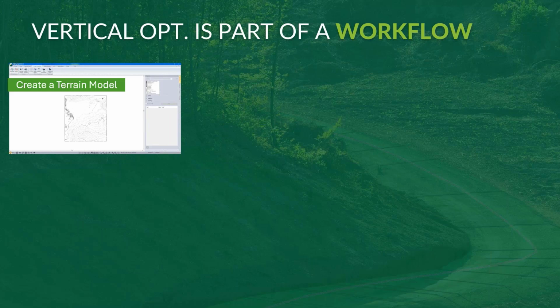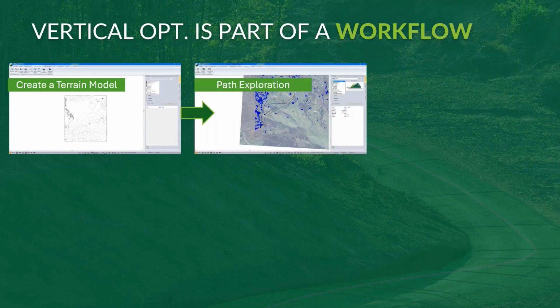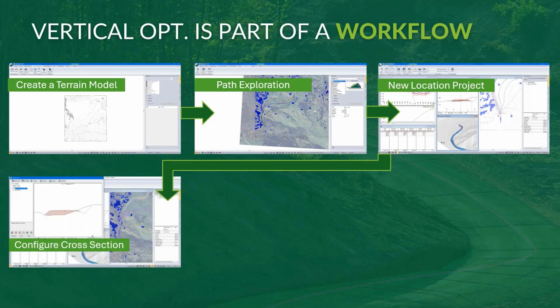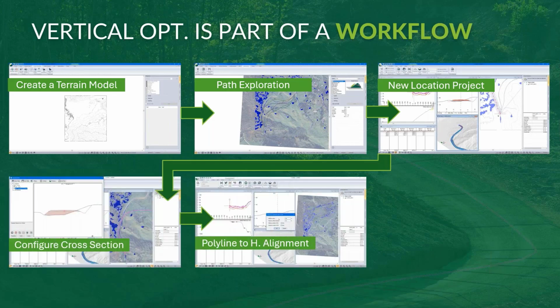But before Matt got this project that you're going to see up and running, he created a terrain model. He might have used Path Explorer to figure out the best landscape level position of that horizontal alignment. He started a new location project in that module. He would have assigned and configured his cross section. And then if he had Path Explorer, he would have probably used Polyline to alignment to convert that into a quick alignment with curves. And that's kind of our starting point for today.